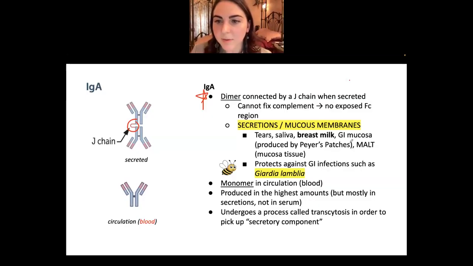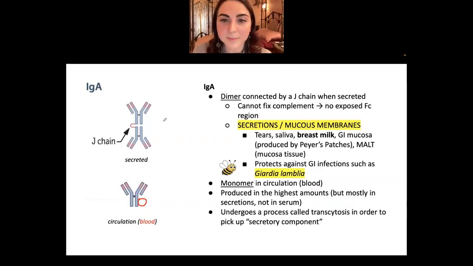Fixing complement means it can activate complement easier. If you can fix complement, that means a C3b molecule can bind to the FC portion. I don't know why I drew it there, because a dimer can't fix complement. Technically, C3b could bind to the FC portion right here, but here it's not exposed. This cannot fix complement.